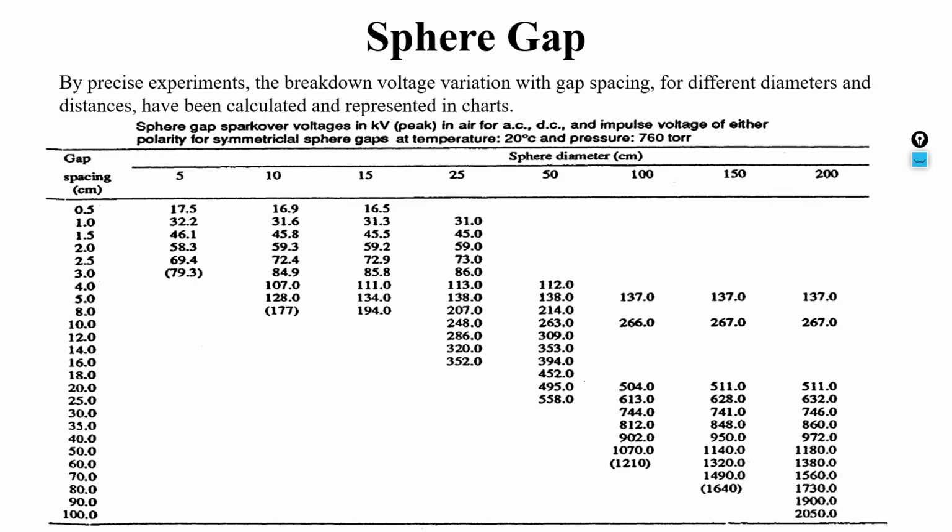This chart is taken from the book High Voltage Engineering by M.S. Naidu and Kamaraju. If you observe this chart, different gap spacings in centimeters are given, and the different sphere diameters are given, and the corresponding breakdown voltage is given there. This chart is obtained under certain conditions, that is, the temperature is 20 degrees Celsius and the pressure is 760 torr. Under this condition, these are the values of the breakdown voltages.